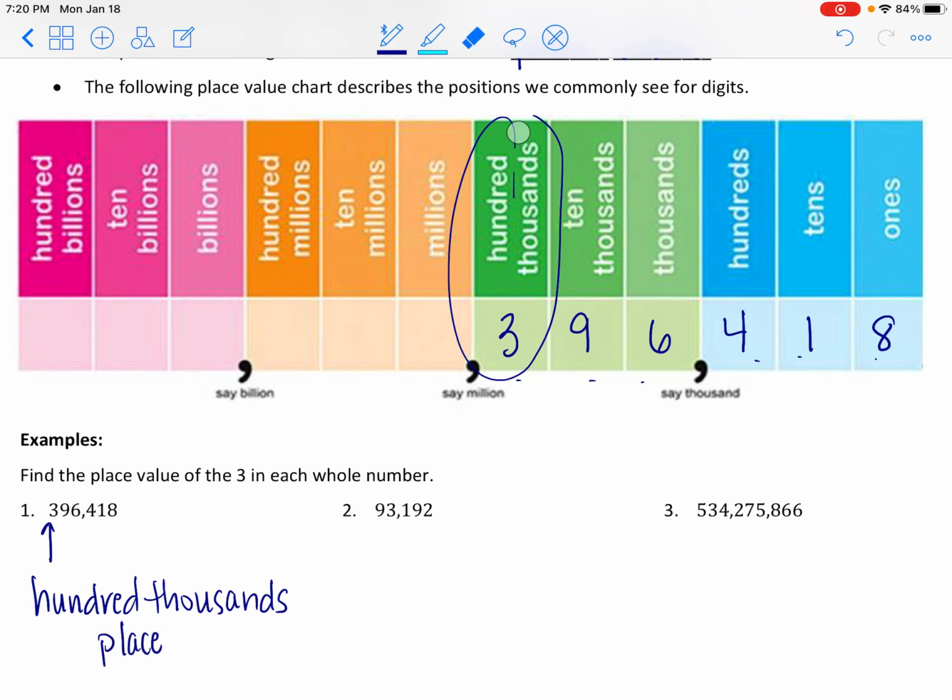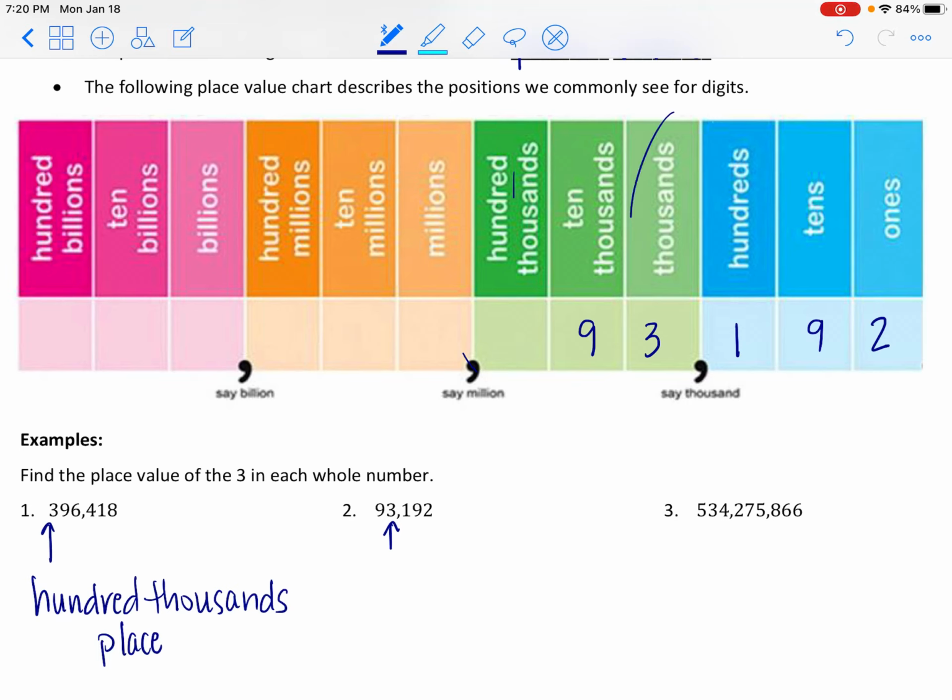Okay, let's try that again, since I goofed that one and I don't want to confuse anybody further. Let's say we're looking at this next number here, and I wanted to find the place value for the 3 in this number. So if I put in 29,139, that is 93,000 and then 192. So if we're looking for, again, the place value of the 3, that is in the thousands place. That's the thousands place of that number.